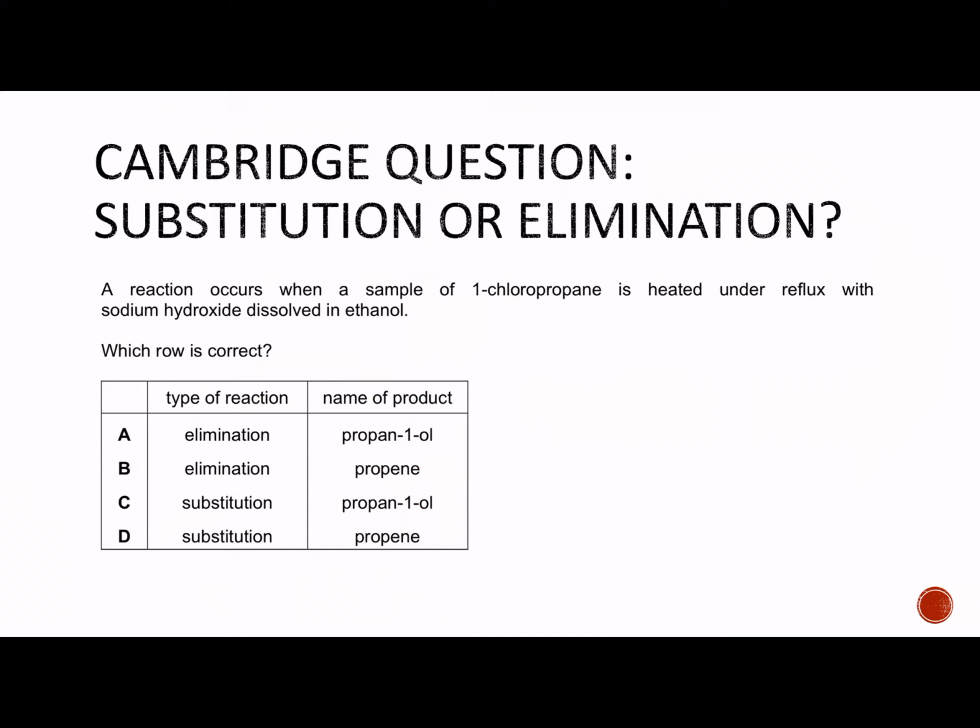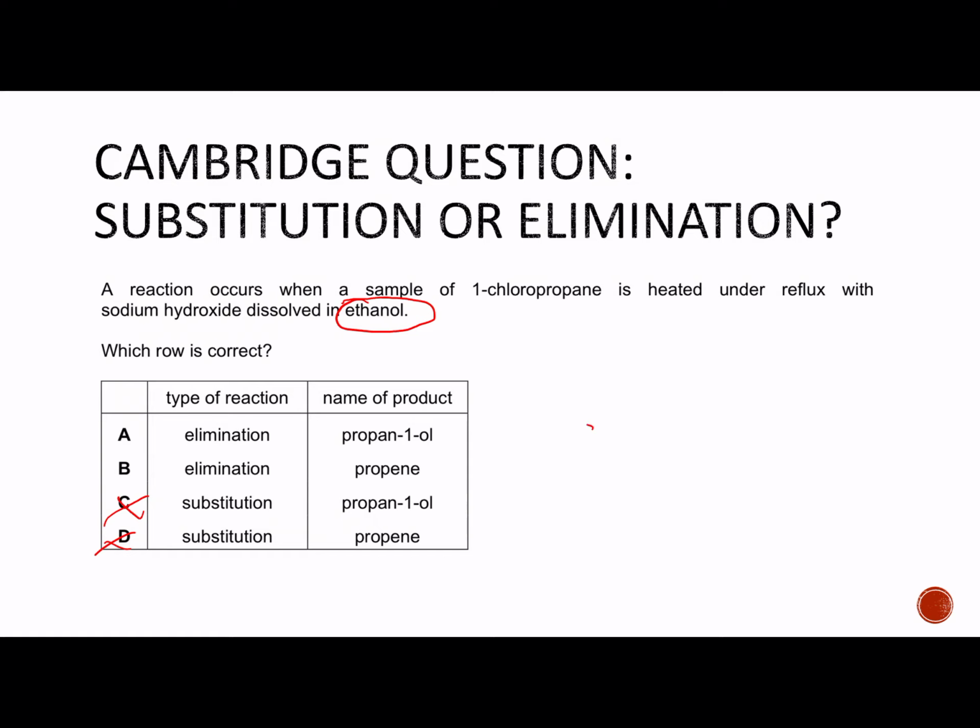All right, so let's take a look. Cambridge question, substitution or elimination? A reaction occurs when a sample of 1-chloropropane is heated under reflux with sodium hydroxide dissolved in ethanol. Which row is correct? See if you can pick up the answer. All right, so ethanol is your key here. Alcohol favors elimination, so we know to take these two out.